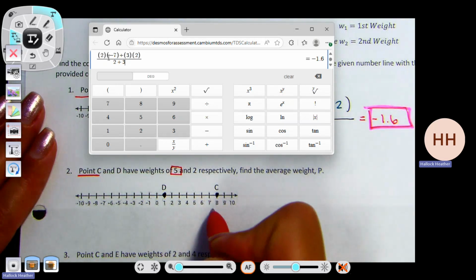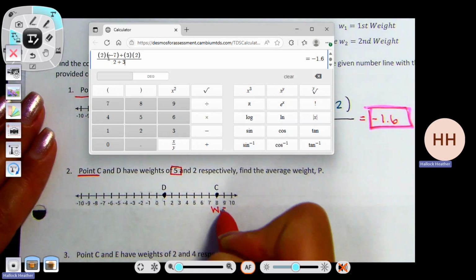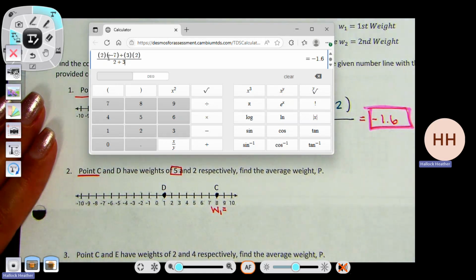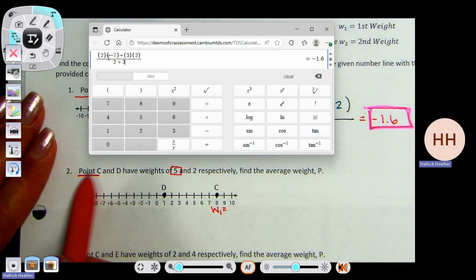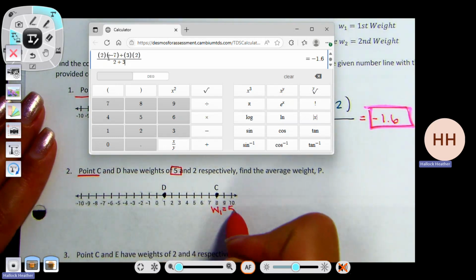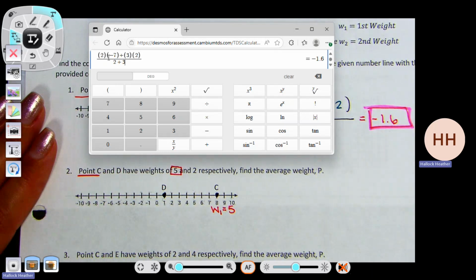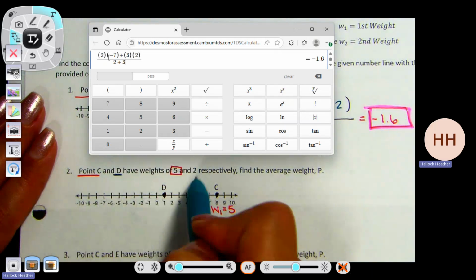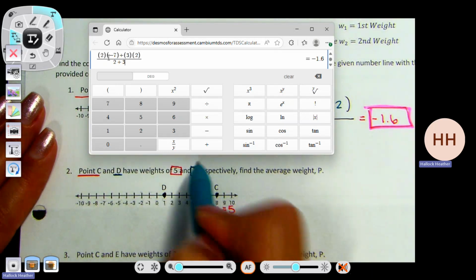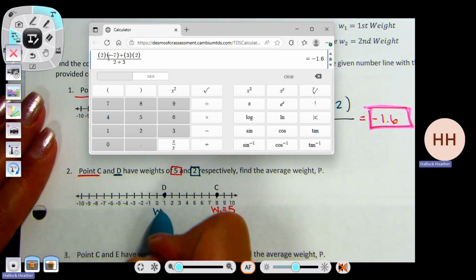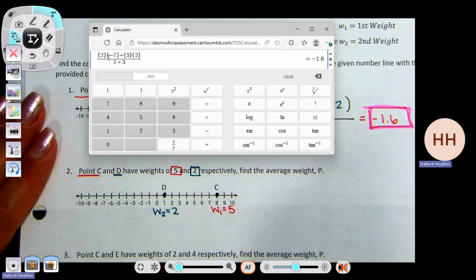So I'm going to put weight 1 over here. I'm just going to call this one weight 1 because that's the first one I'm talking about. Like I said, it doesn't matter which one's technically weight 1, X1. This is 5. And then because D is the second one they're talking about, D is going to have a weight of 2. So it goes in the order in which they're talking about.